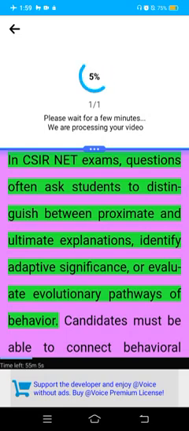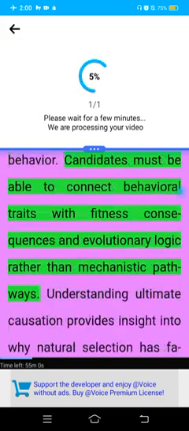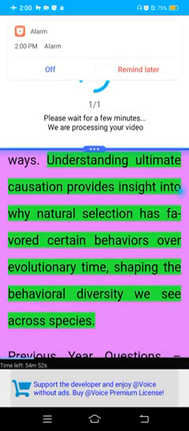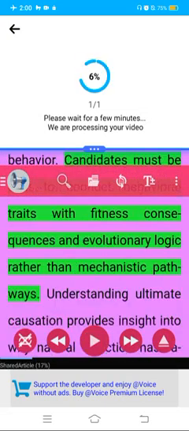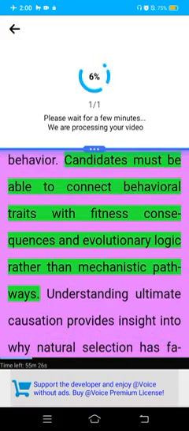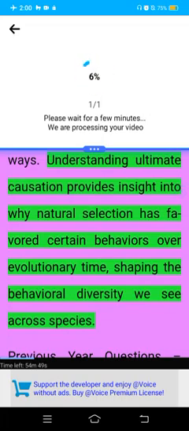In CSIR NET exams, questions often ask students to distinguish between proximate and ultimate explanations, identify adaptive significance, or evaluate evolutionary pathways of behavior. Candidates must be able to connect behavioral traits with fitness consequences and evolutionary logic rather than mechanistic pathways. Understanding ultimate causation provides insight into why natural selection has favored certain behaviors over evolutionary time, shaping the behavioral diversity we see across species.